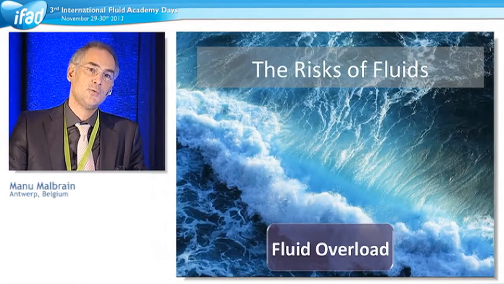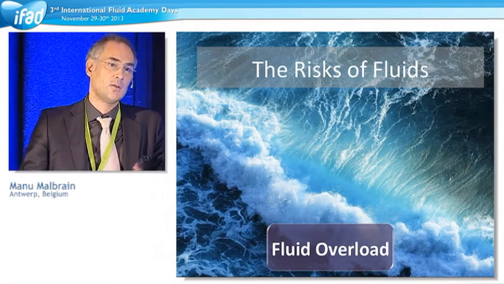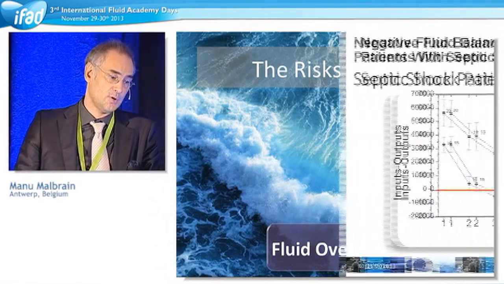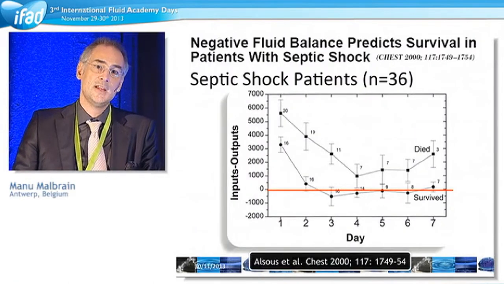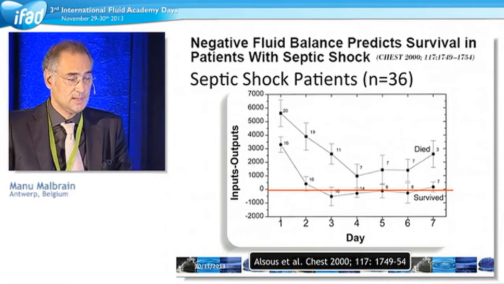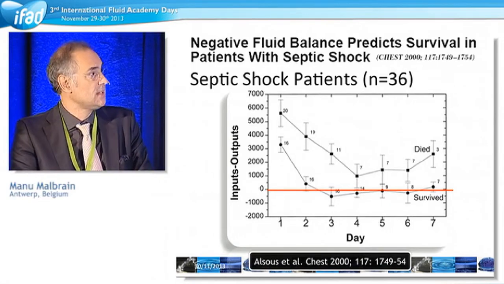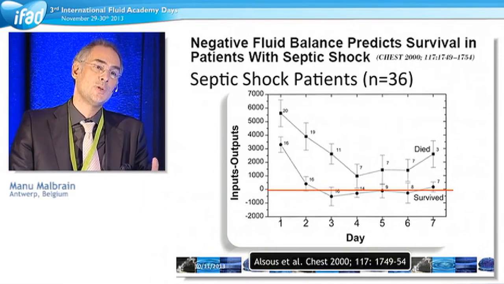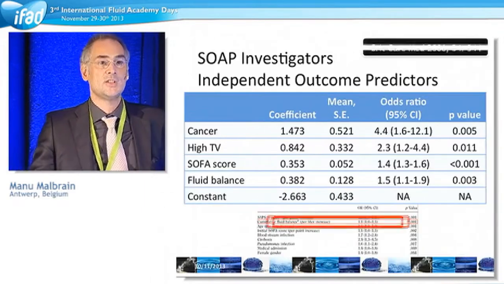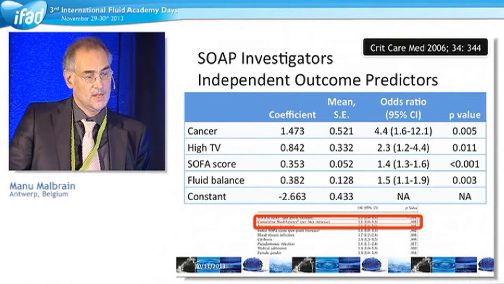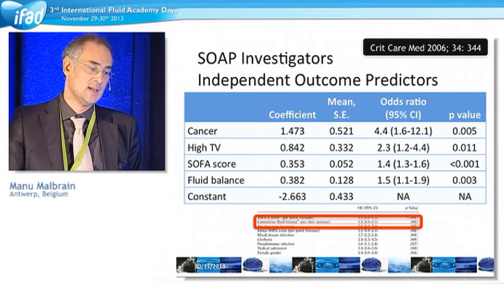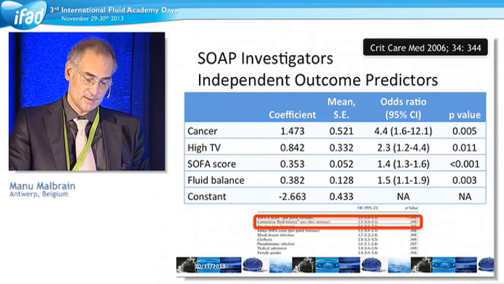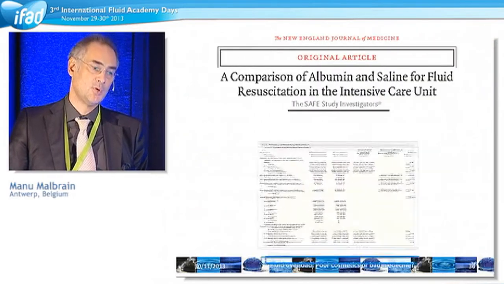The risks of fluid giving are there. They are fluid overload. And there's a lot of data. This is a retrospective study in septic patients where you see that survivors, and the message is always the same, survivors have a fluid balance on a daily basis which is less than non-survivors. If you look at the SOAP study investigators, a cumulative fluid balance was an independent predictor for poor outcome.